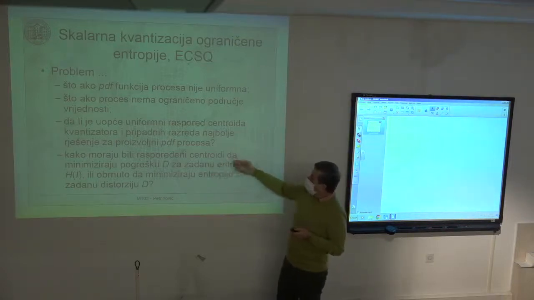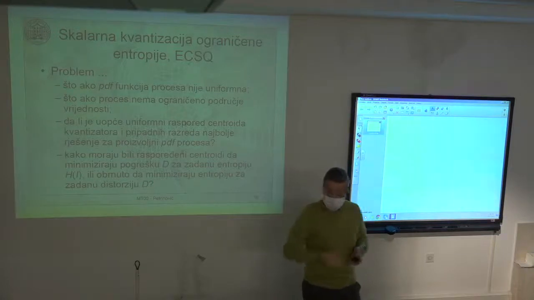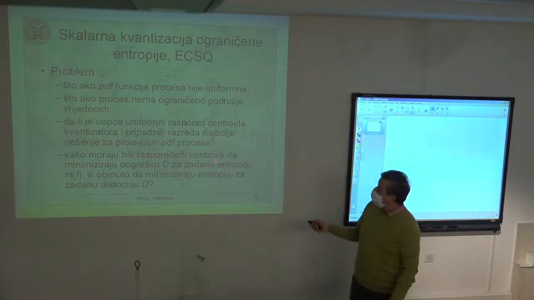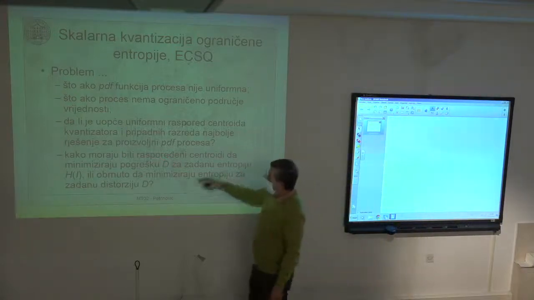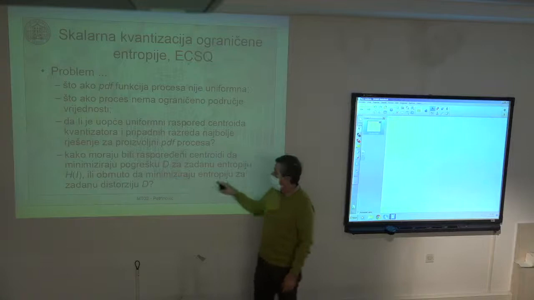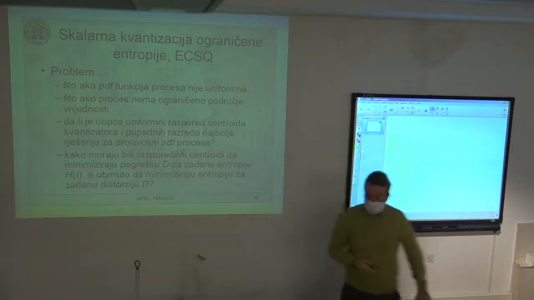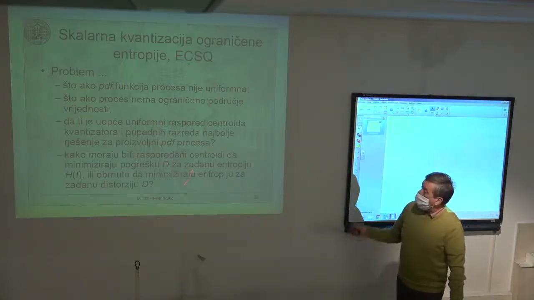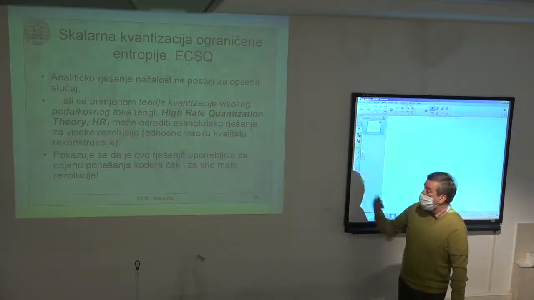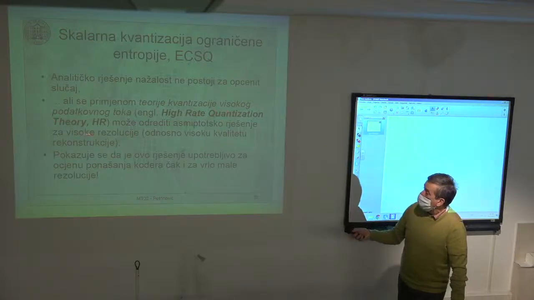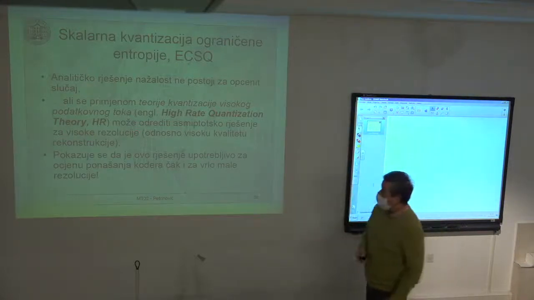Then finally, these centroids, these quantization levels, how should they be arranged, how should they be determined in a way to minimize distortion for given entropy, or the other way around, how to minimize the entropy for given distortion. Answers to all of these questions can be found using the asymptotic solution, and this asymptotic solution is based on so-called high-rate quantization theory.